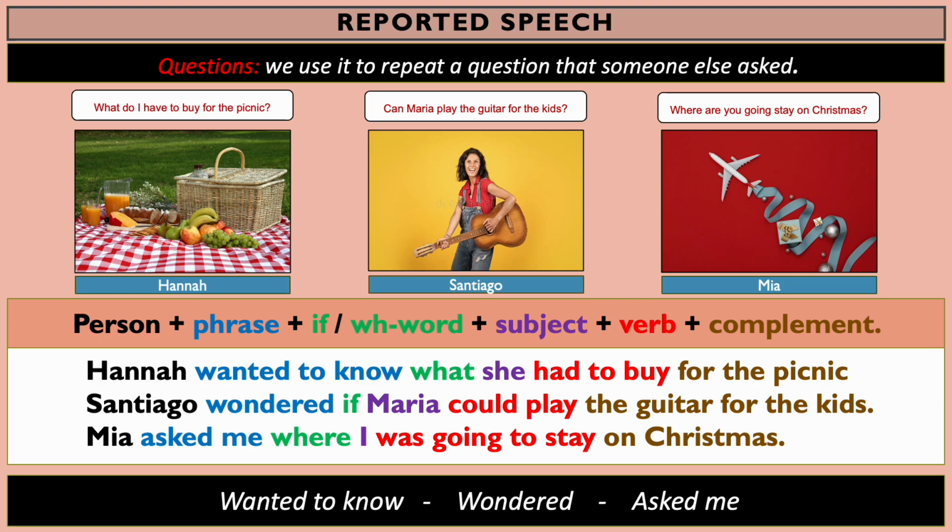For example, "What do I have to buy for the picnic?" "Hannah wanted to know what she had to buy for the picnic." "Can Maria play the guitar for the kids?" "Santiago wondered if Maria could play the guitar for the kids." "Where are you going to stay on Christmas?" "Mia asked me where I was going to stay on Christmas."